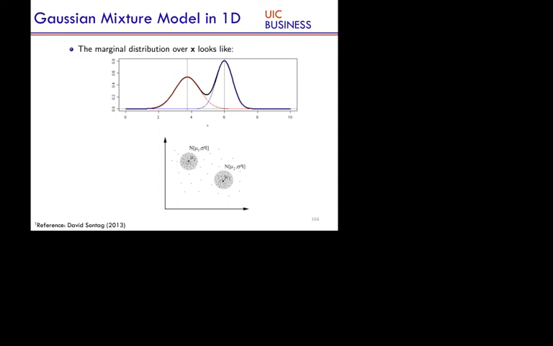And in 2 dimensions it's the same thing. You have two distributions, two Gaussian centers, and a joint distribution. The marginal distribution is just going to be some rescaled version of that. It's going to be like 2 peaks if you look at the top view.